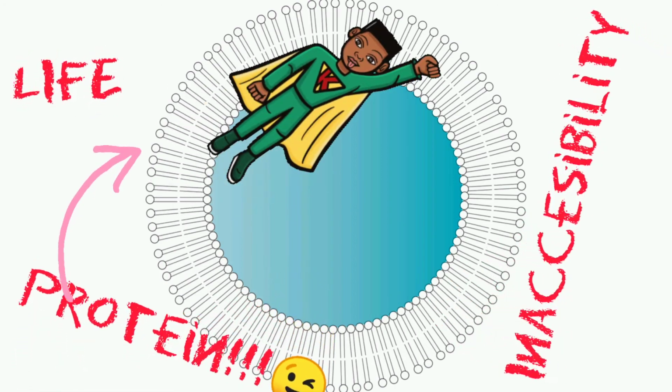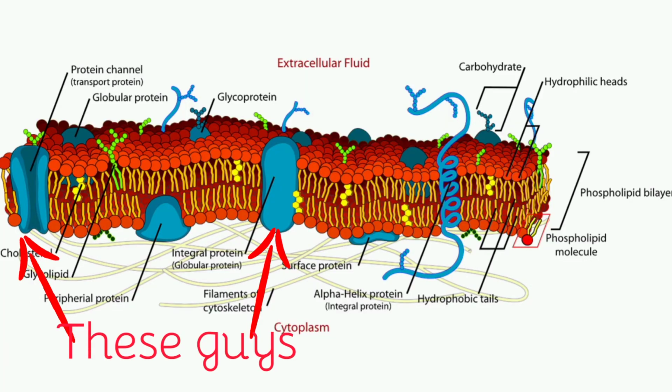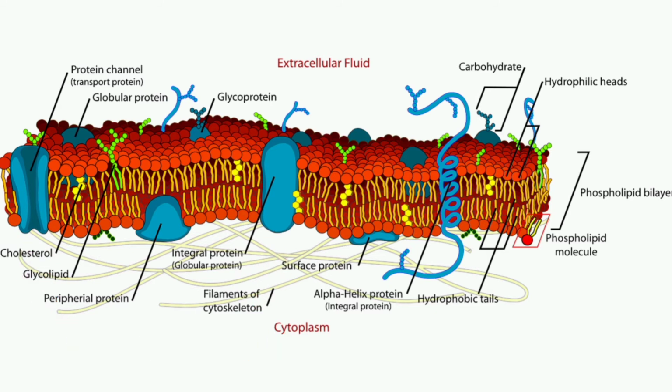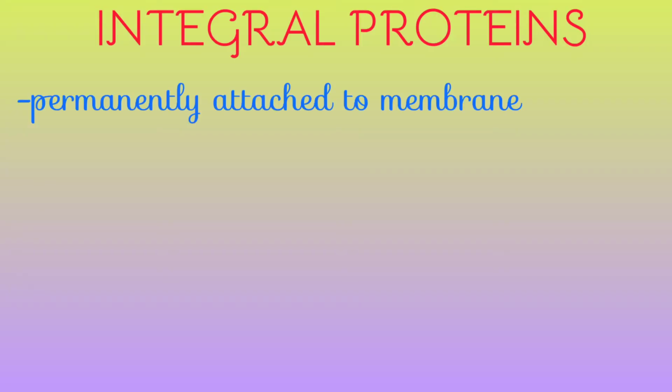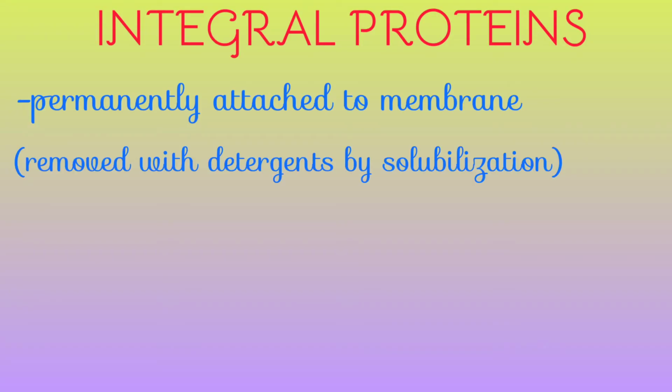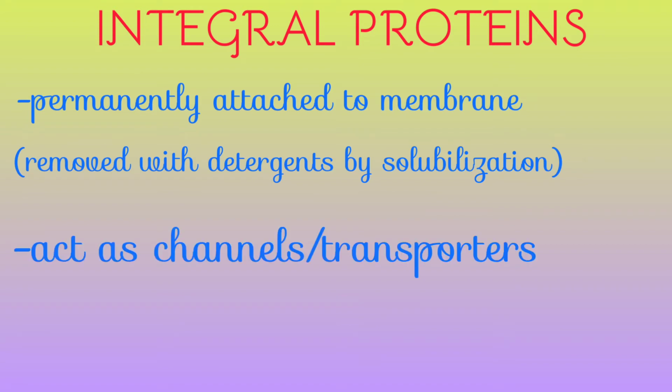Or more specifically, transport proteins. There are two major types of membrane proteins, and they are the integral and the peripheral proteins. Integral proteins are the type that are permanently attached to the cell membrane, like you couldn't remove them without destroying the structure of the cell membrane.